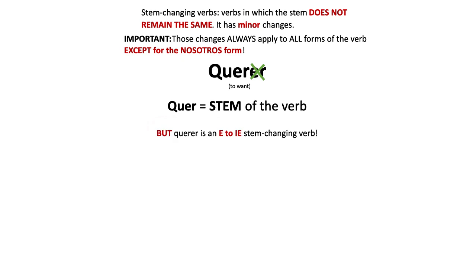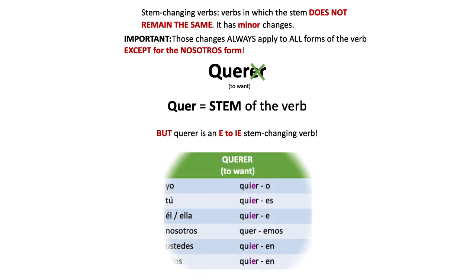But I just told you, querer is a stem changing verb. In fact, it is a very specific type of stem changing verb. It is an e to ie stem changing verb, or if you prefer to pronounce this in English, an e to ie stem changing verb. That might sound a little intimidating and confusing, but believe me, it is not. I hope it will become clear when you see this table. Okay?